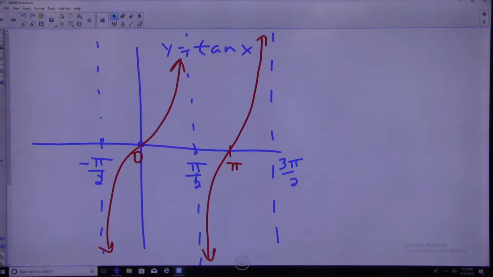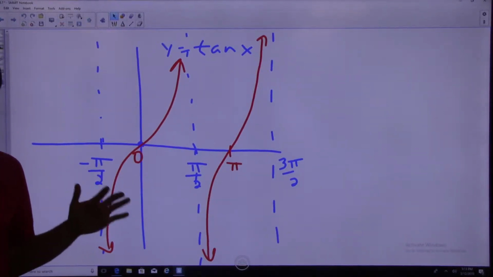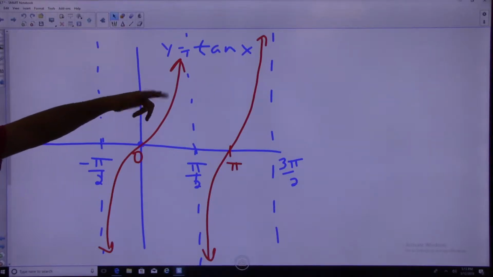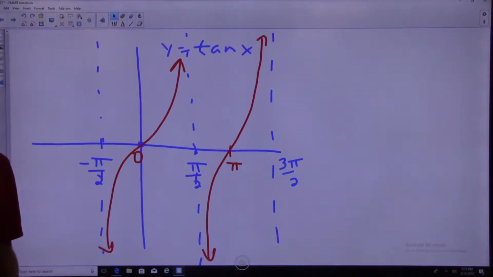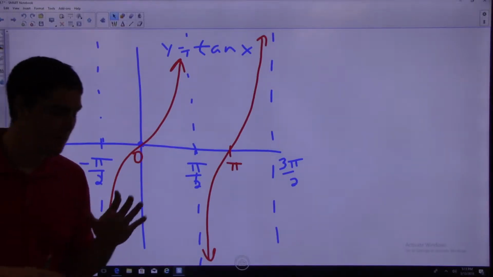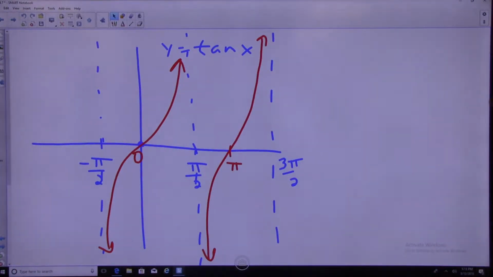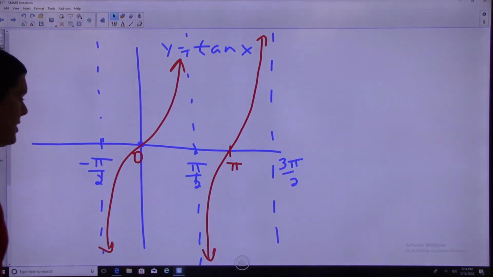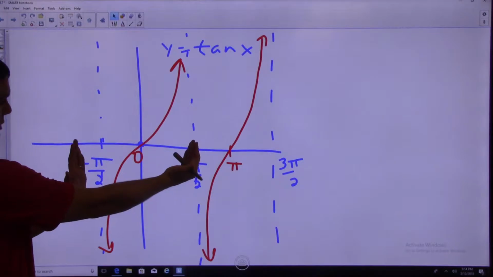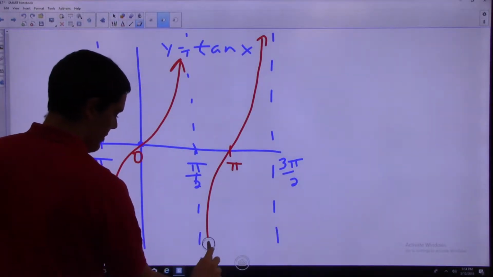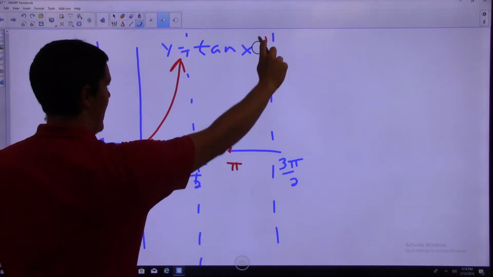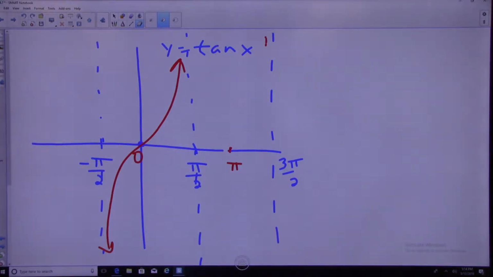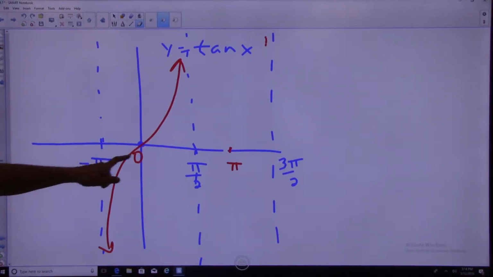Now, actually, before we move on, one more thing I want to mention. We have to restrict the domain here. We want to make inverse tangent be a function. So in order to do that, we have to restrict the domain of tangent again. Now, a good domain to restrict it to is from negative pi over 2 to pi over 2. So if I were to erase this whole thing right here, does that now pass the horizontal line test? The answer is yes, it does pass the horizontal line test. So we do have to restrict the domain from negative pi over 2 to pi over 2.